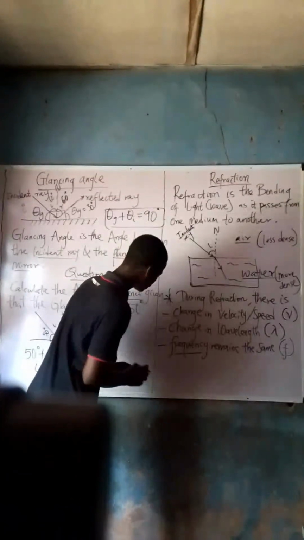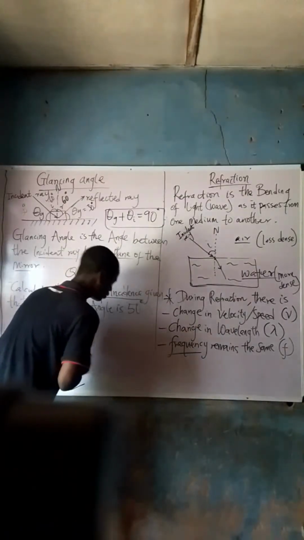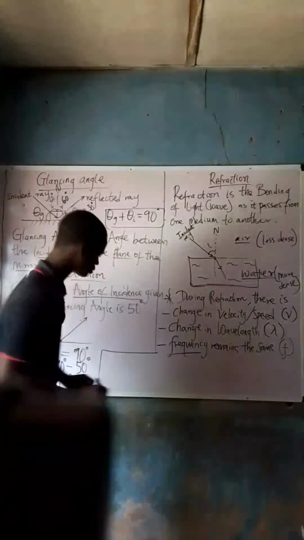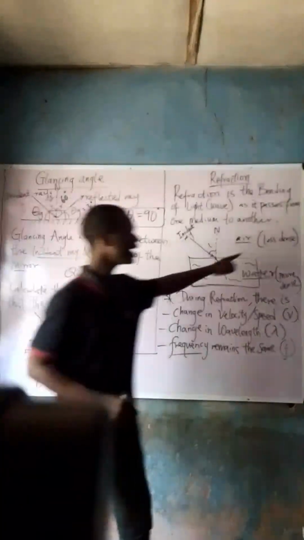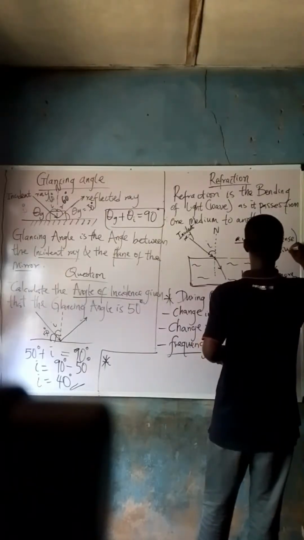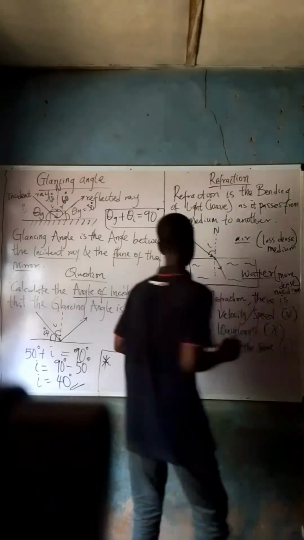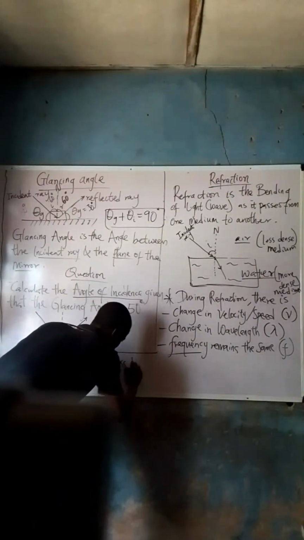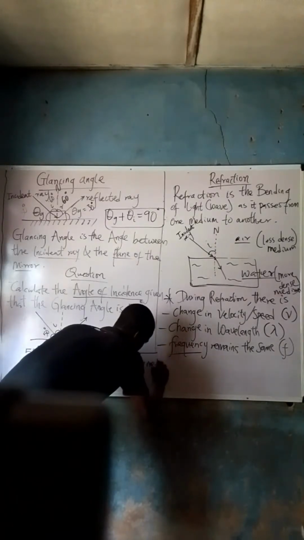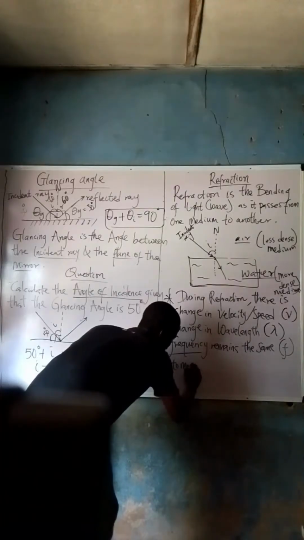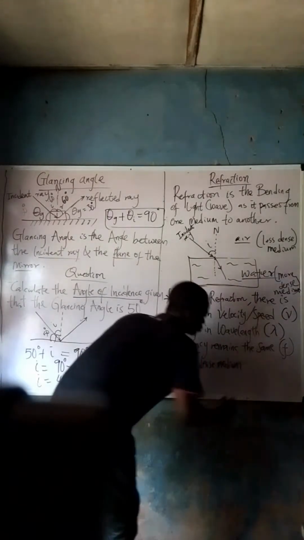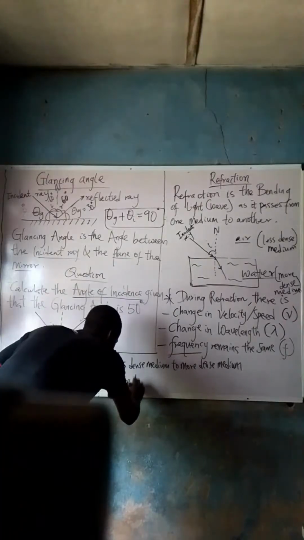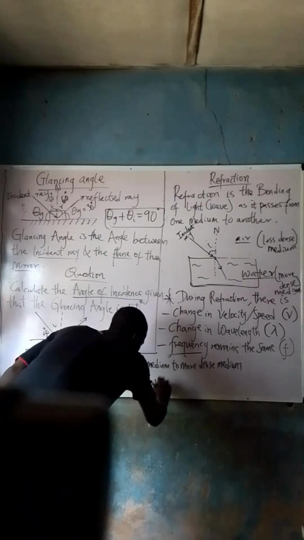Now, let's do this. I think I will have to expand this so I can accommodate everything. Take note. Asterisk and write also: if the light ray is coming from a less dense medium to a more dense medium, the scenario will be different from when it is coming from a more dense medium to a less dense medium.